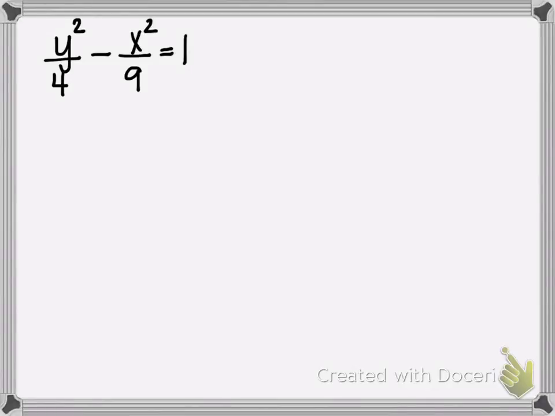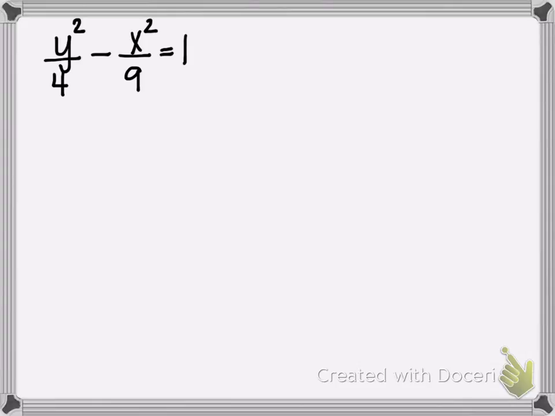We want to graph this hyperbola and determine the center, the vertices, and the equation for the asymptotes. So first, quick review as to why it is a hyperbola. Remember, because of the subtraction, that's our key indicator that we have a hyperbola, as well as the fact that both x and y are squared. So subtraction and both x and y are squared.